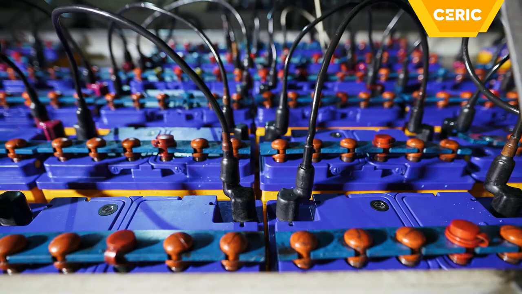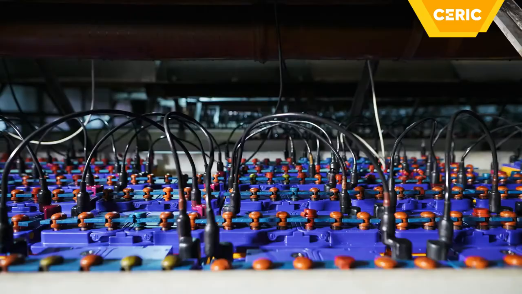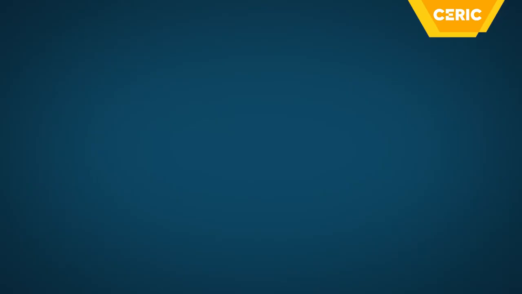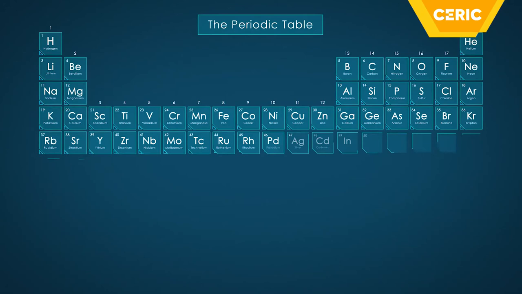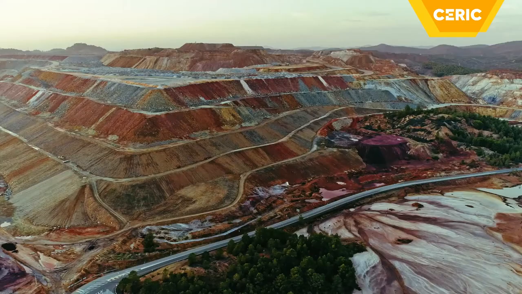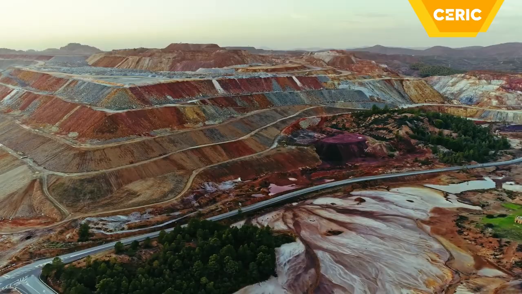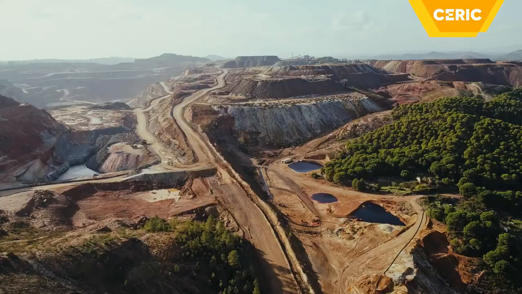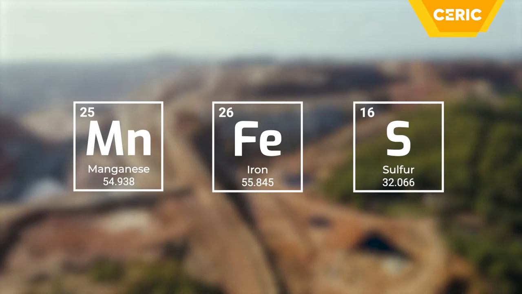The expected implementation of batteries at a large scale implies addressing several issues related to the availability of their components. For some applications, new technologies where lithium is replaced by other common metals such as sodium or potassium are developed. At the cathode side, the replacement of cobalt by more common and widespread elements such as manganese and iron, or even sulfur, is also essential.